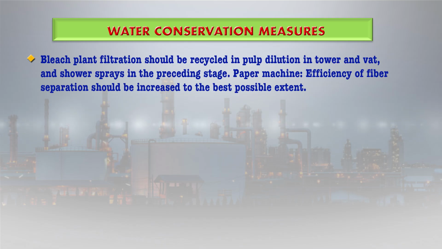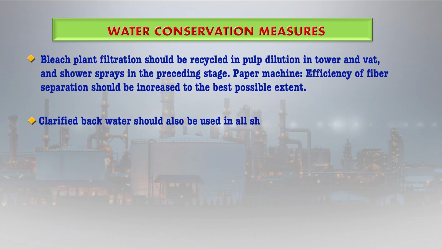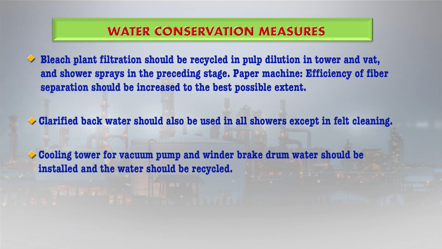In the paper machines, the efficiency of the fiber separation should be increased to the best possible extent. Then the clarified backwater should be used in the showers except in the felt cleaning. A cooling tower for the vacuum pump and the other brake drum, for example, can be installed and the water can also be recycled. These are again some more innovative ways where the water can be recycled and reused in the different stages in the pulp industry.